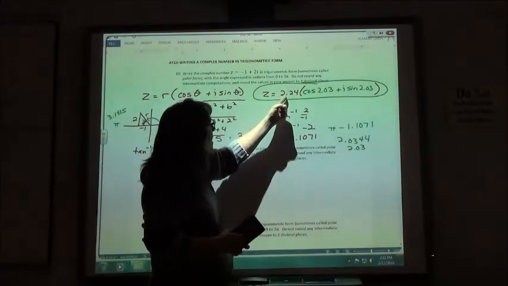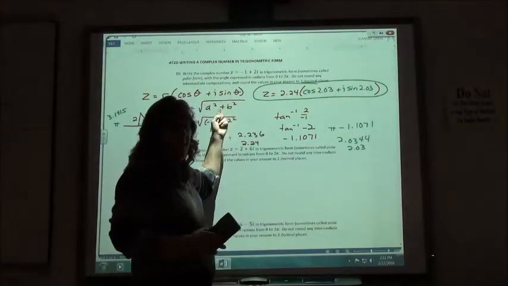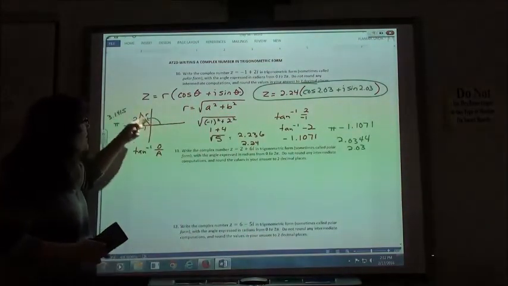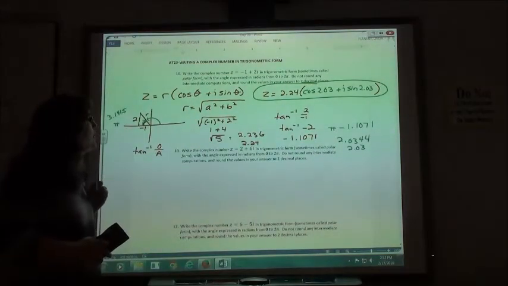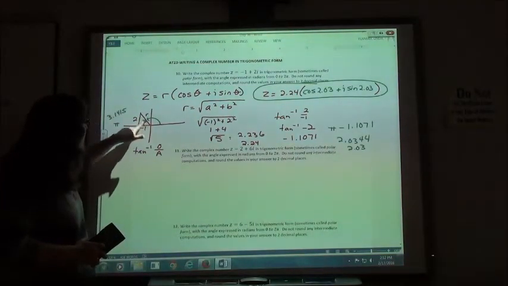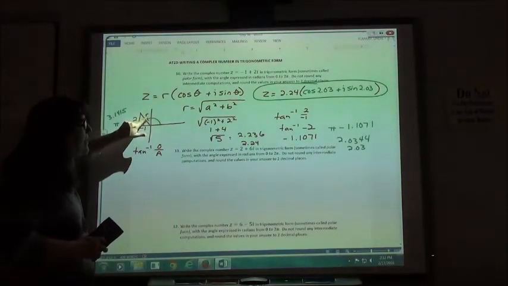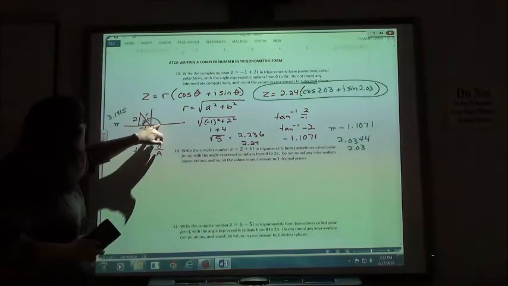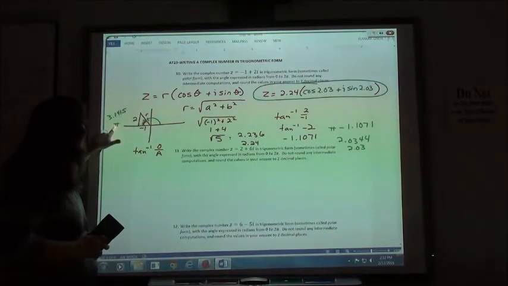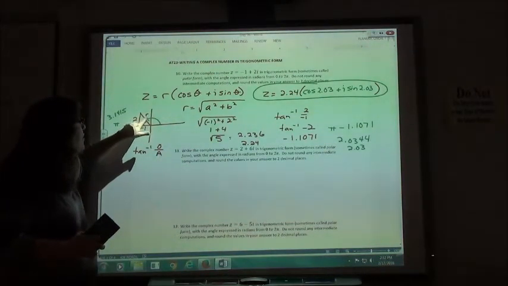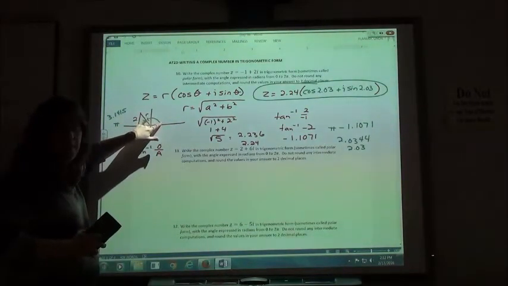So my radius, finding the magnitude of this line here, just like I did before, is the square root of a squared plus b squared. Then I'm going to find this angle. If this angle is negative, I've got to convert it to the positive direction. So in this case, to figure that out, I would have had to take pi minus my angle, and then I can find what this measurement is here.